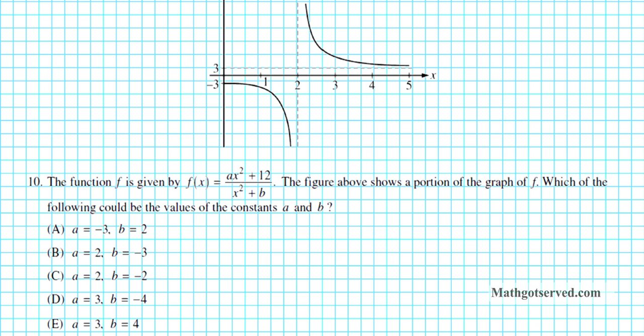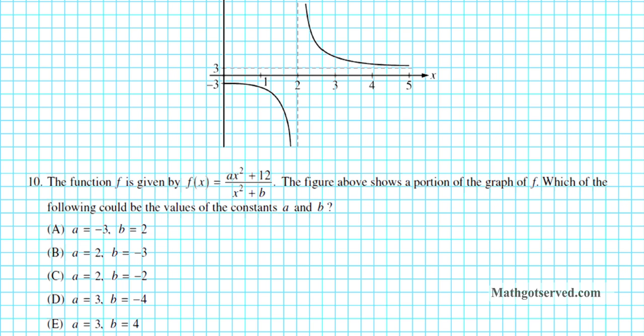All right, let's take a look at the last question, question 10. This is assessing our knowledge of asymptotes, discontinuities, and behavior, and limits as a function approaches infinity. It says the function f is given by f of x equals ax squared plus 12 over x squared plus b. The figure below shows a portion of the graph, this graph here. Which of the following statements could be the values of the constants a and b?